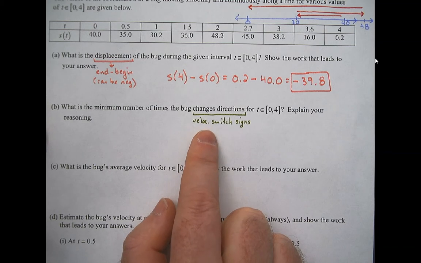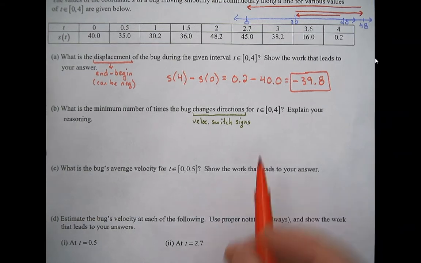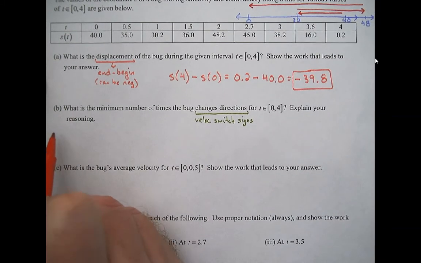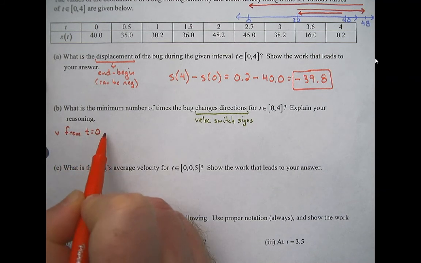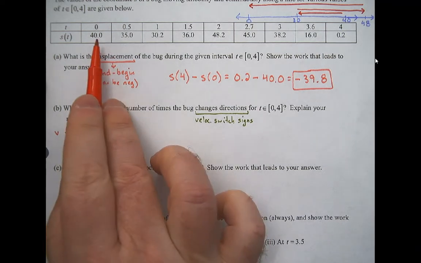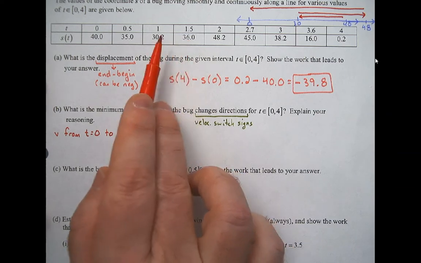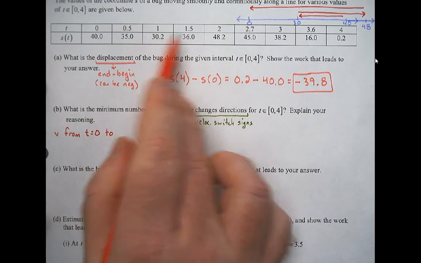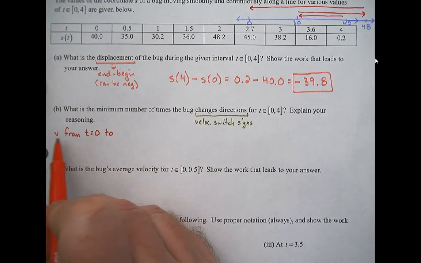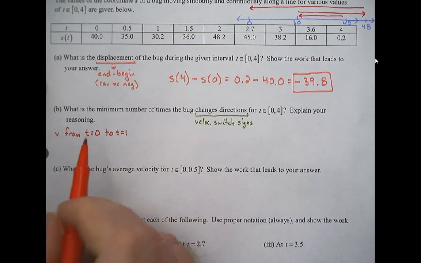Remember, we can get a decent estimate of velocity by doing the slope. So a pretty good estimate of velocity from time equals 0 to, okay, when do we think our particle first changes direction? It goes from 40 down to 30, and then it goes up to 36. So I think it changes direction somewhere in here. But for velocity from t equals 0 to t equals 1, let's say, let's figure out what that velocity would be.